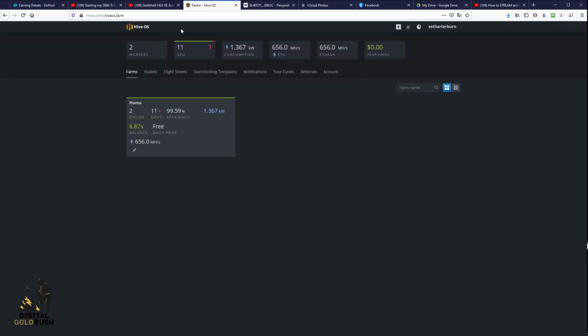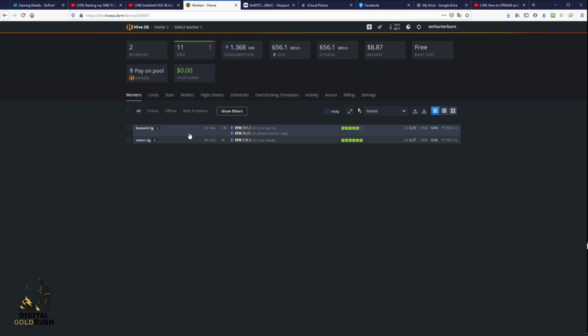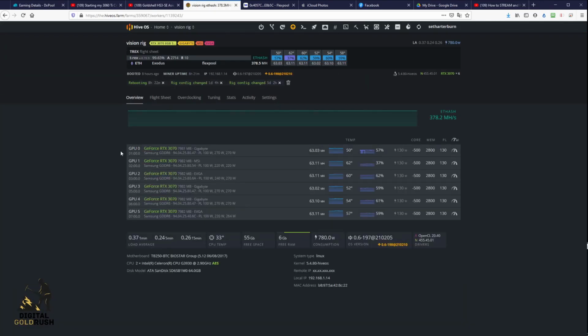Okay, now we're back over in Hive OS. And we'll click on our RTX 3070 rig here. We can see that we're getting 378.5 mega hash. We are mining to FlexPool. We just switched from EtherMine. We've been mining to EtherMine since 2017.